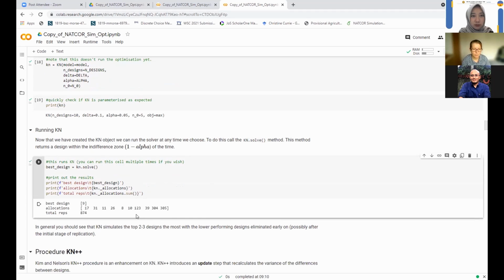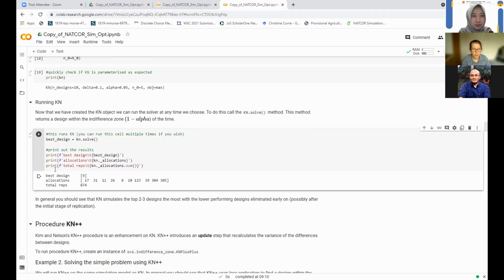So if we run this, it's going to print out some results. I've just put a few print statements at the end to get it to print out what we would like. It's going to print out the best design. It's also printing out the allocations. So kn.allocations will give you how many replications were made of each system. What you can see with this is it takes quite a lot of replication. So 874 times this simulation model was run to get to that, where we are guaranteed that we've got the right answer. And you can see right up until the end, it was sampling both design 8 and 9, which are actually design 9 and 10.